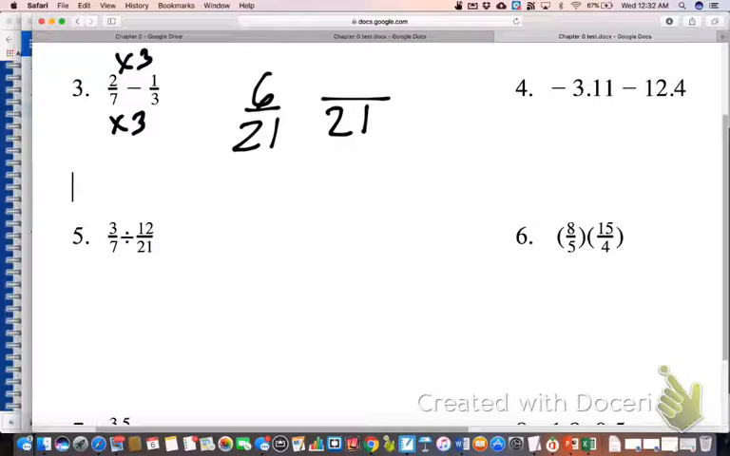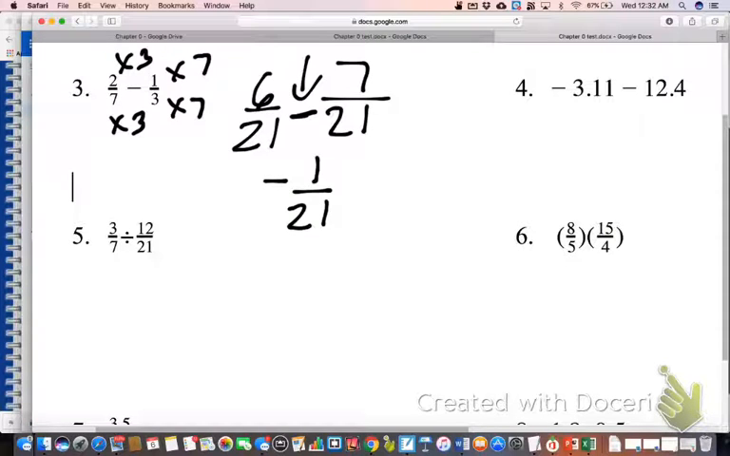Okay, in order to turn that 3 into a 21, I had to multiply it by 7, which means I needed to multiply the top by 7. So that becomes 7 over 21. So now I've got 6 over 21 minus 7 over 21. So if I only have 6 over 21, but then I actually subtract or take away 7 over 21, I'm going to end up in the negatives, which means I'm going to end up with a negative 1 over 21 for my final answer.